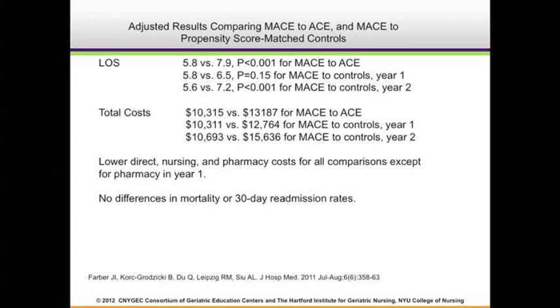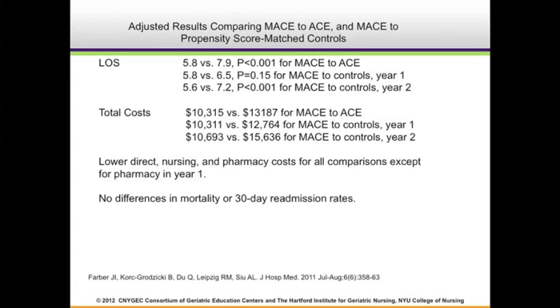Total costs also were significantly reduced. You see 10,000 versus 13,000 basically for the MACE and the ACE, and by year two, that difference was 10,700 versus over 15,000 for patients in the control group. If you break down the costs, which we do, you'll see there's lower direct nursing and pharmacy costs for all of these comparisons, except for pharmacy in year one, in which the difference was not significant.